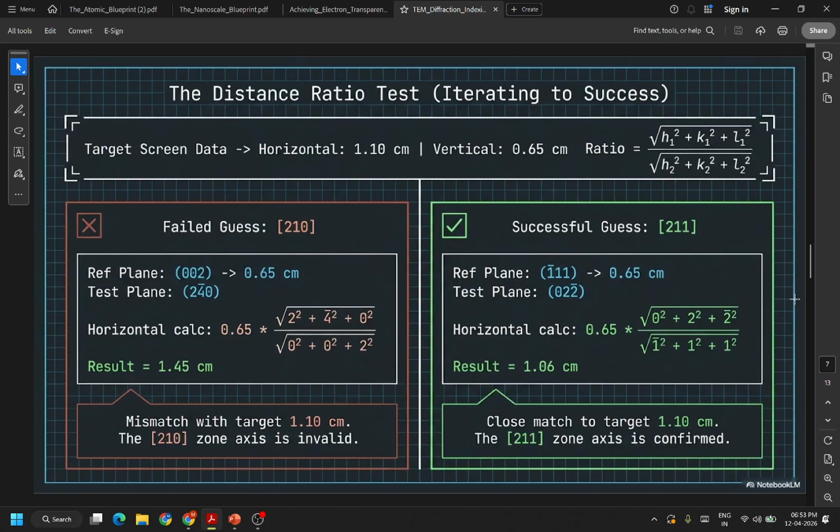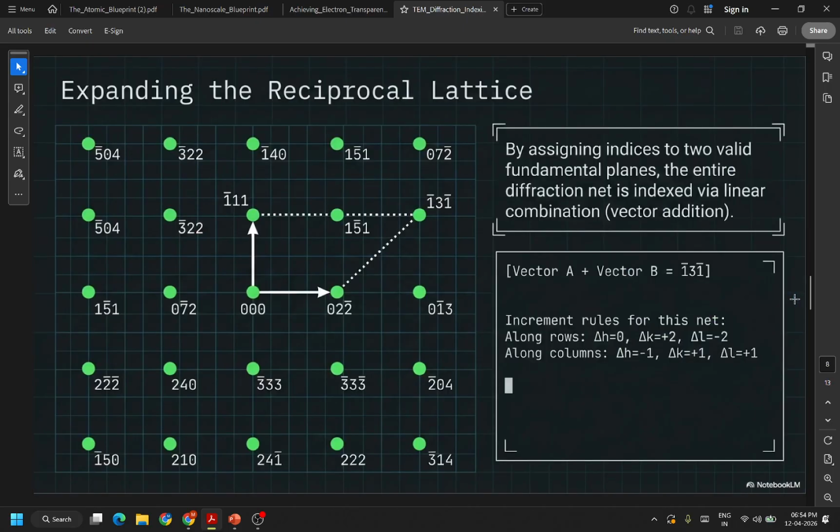So next we guess 211 and we take the reference planes, and we get the result 1.06 centimeter, which is closely matching the target 1.1 centimeters. So we get that this is a 211 zone axis. And from there we can expand the reciprocal lattice. So by assigning indices to two valid fundamental planes, the entire diffraction net is indexed via linear combination, that is vector addition. So we can do vector A plus vector B.